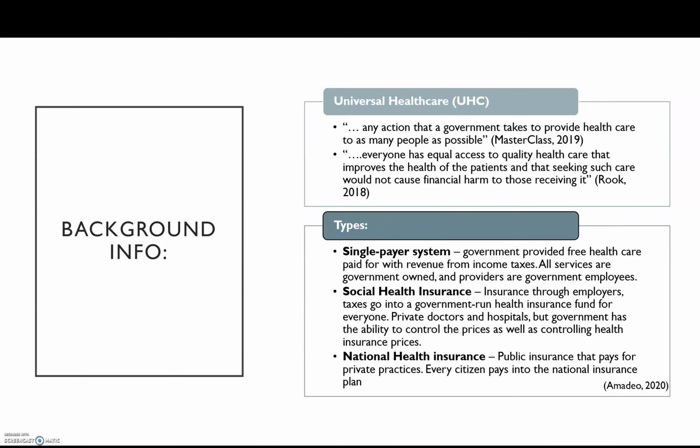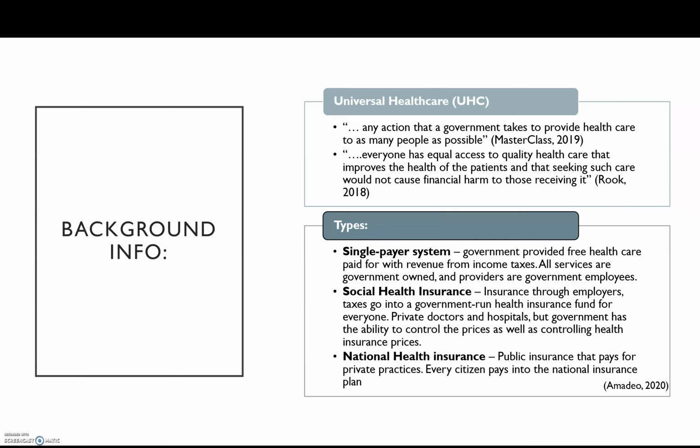So, what is universal healthcare? A quote from Masterclass in 2019 referenced universal healthcare as any action that the government takes to provide healthcare to as many people as possible. Rook, in 2018, also looks at universal healthcare as everyone having equal access to quality healthcare that improves the health of the patient, and that seeking such care would not cause financial harm to those receiving the healthcare.